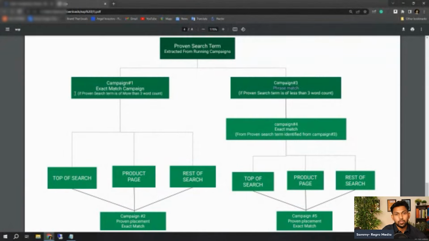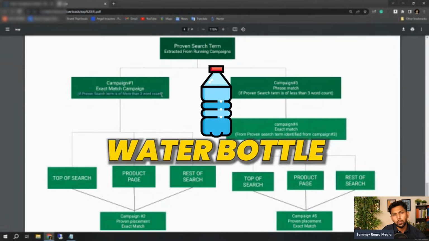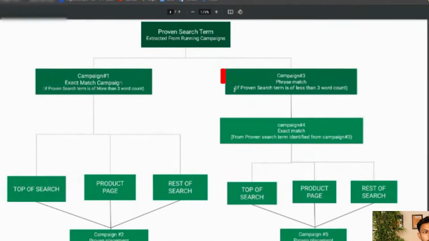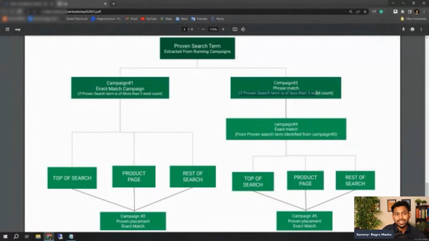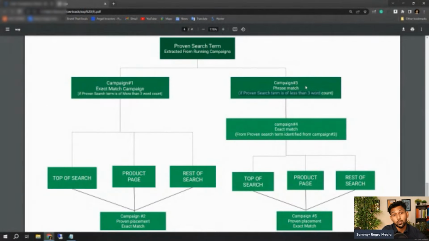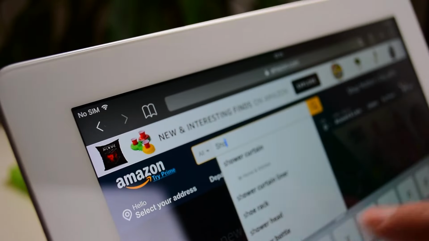Now there are a few metrics to look at. If the proven search term is 3 words or more, that means water bottle kids, that is a 3-word count. Water bottle is a 2-word count. If the proven search term is 3 words or more, then exact match is preferred. If the proven search term is less than 3 words, then phrase match is preferred, because phrase match is going to deliver more long tail versions of the particular search term that you're targeting. Let's assume you're targeting water bottle, then the phrase match will deliver maybe water bottle for kids, water bottle for 5-year-old, or long tail keywords associated with that particular search term.